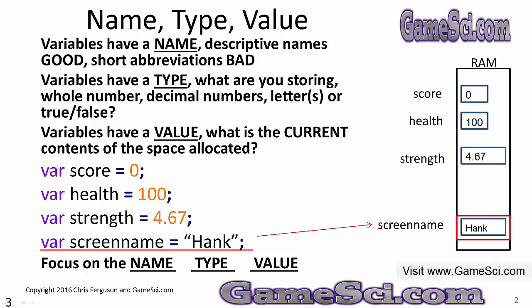When you're looking at variables in your JavaScript, focus on three things. Focus on the name of the variable, the type of the variable, and the value of the variable. Again, JavaScript is very liberal in how it deals with variables. Turns out you can assign any type you want to a variable at any point in the game.